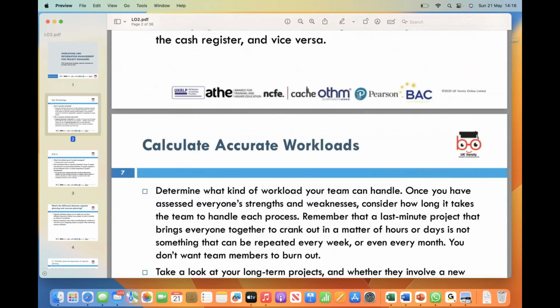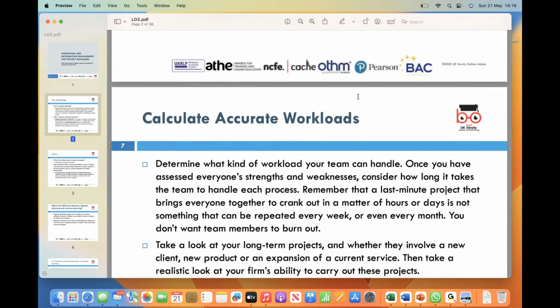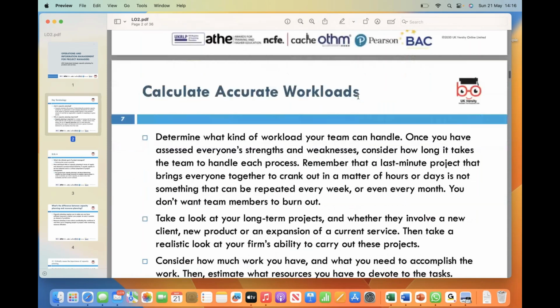Calculate accurate workload. Determine the kind of workload your team can handle once you have assessed everyone's strengths and weaknesses. So consider how long it takes the team to handle each process. So basically, he's talking about assessing strengths and weaknesses. Each team member possesses unique skills and abilities that contribute to the overall productivity of the team.